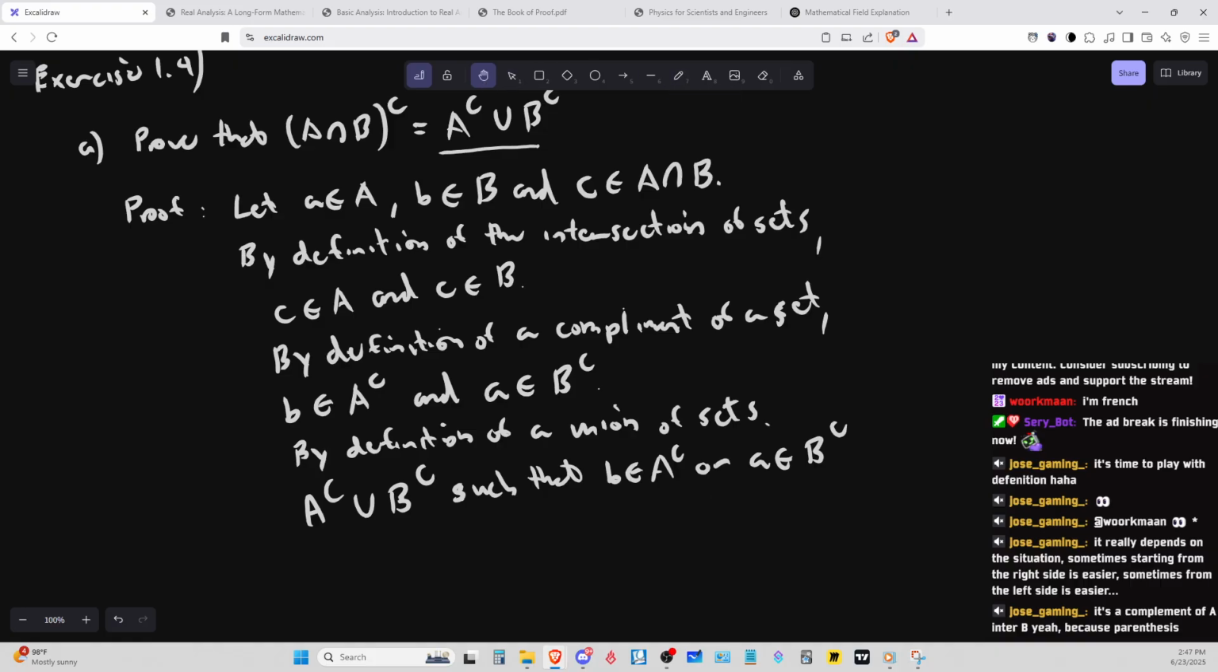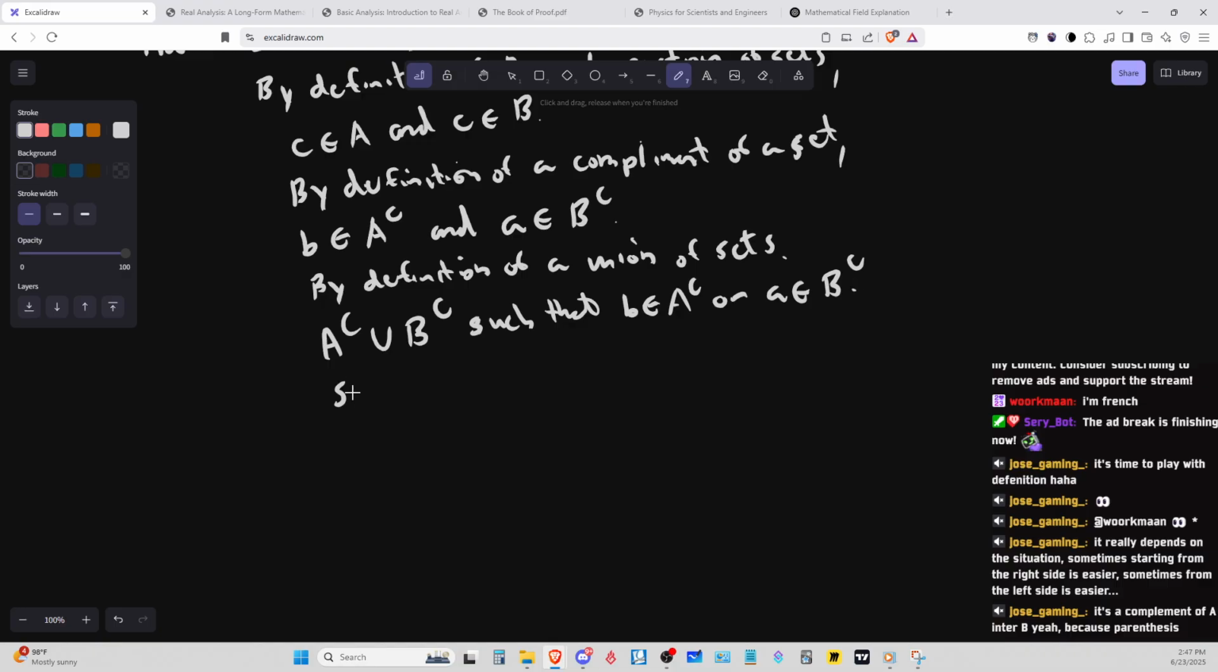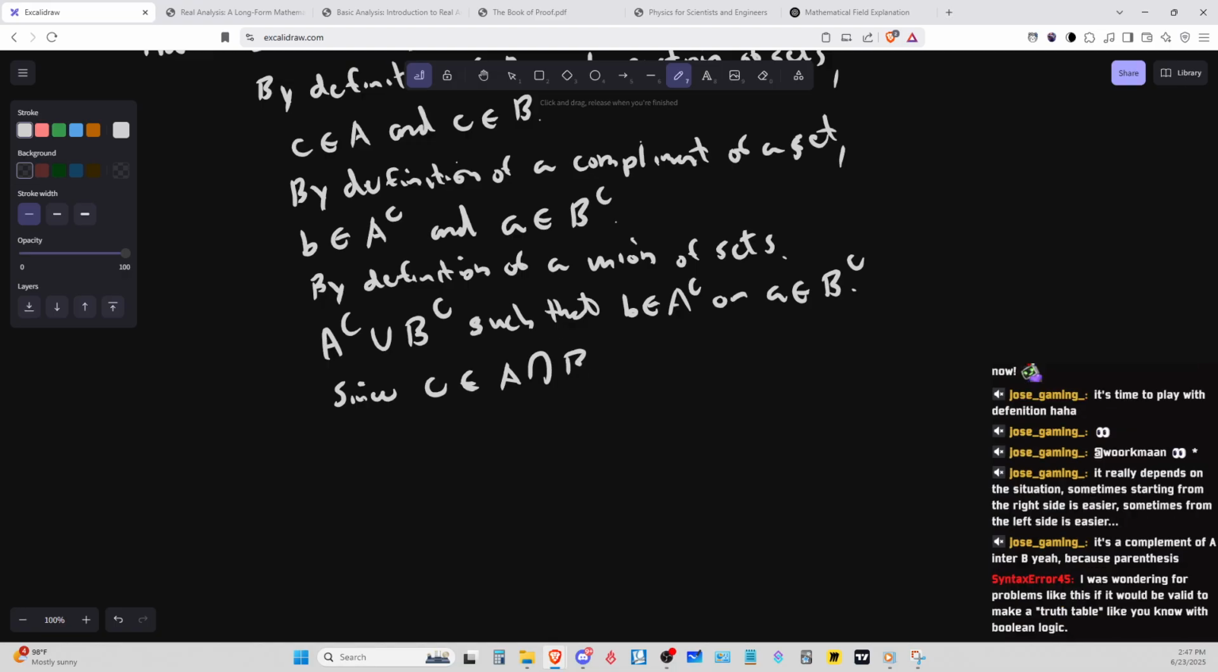Now the question is how do we go about doing that? So if it's an intersection, we'll basically say, since C is an element of A intersection B, then C is an element of A and B. Okay. Well, that makes complete sense.